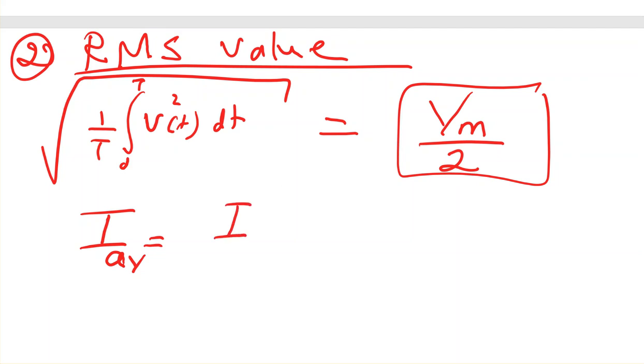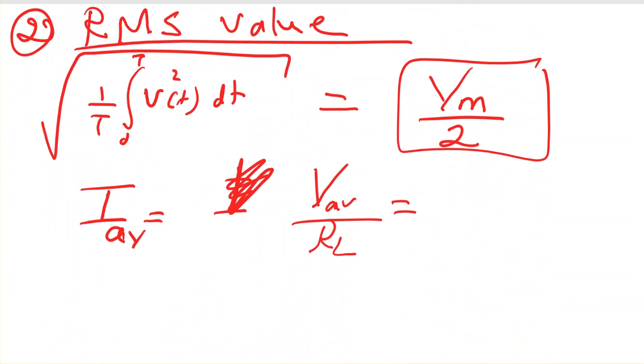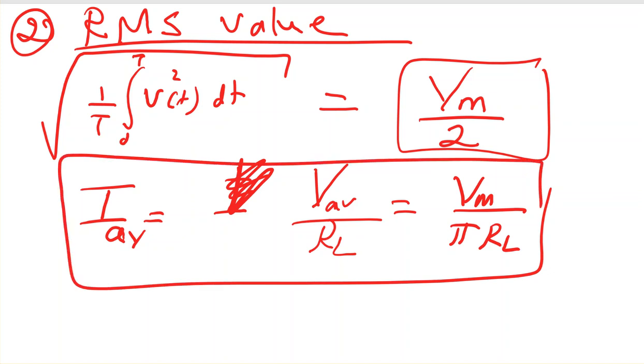Simply, it's nothing but the voltage, because it's the same. It's the voltage divided by what? It's the voltage, which is the average voltage, divided by the resistance RL. And we know the average voltage we just calculated in the previous part is Vm over pi. So it will be nothing but Vm over pi RL. So it's just an application of Ohm's law.